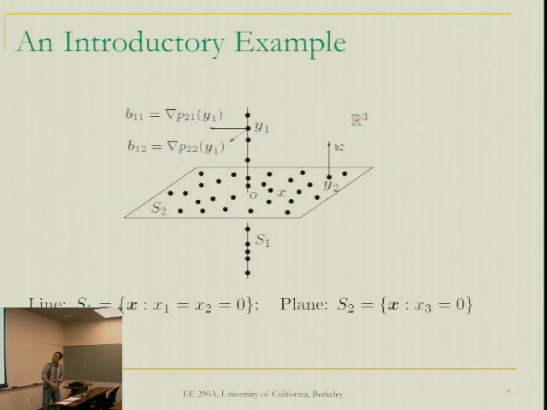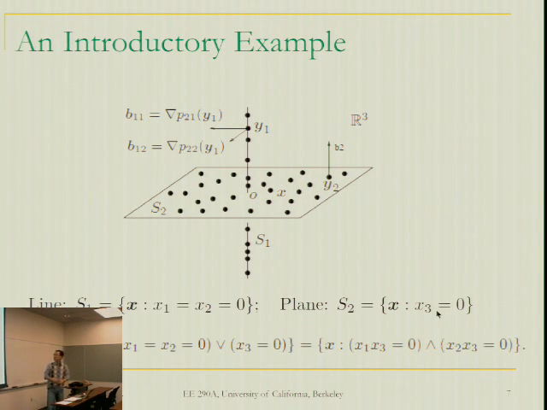So again, let's start with a simple example. In this example in R3, let's suppose we have two subspaces. The first one, S1, is a line, which can be defined by two normal vectors, x1 equal to 0 and x2 equal to 0. And the second subspace is a plane. In this case, it has a single normal vector, which gives you x3 equal to 0.